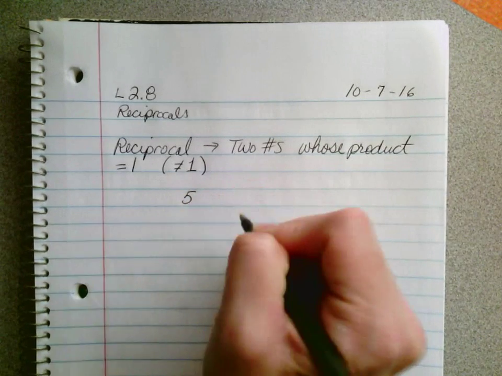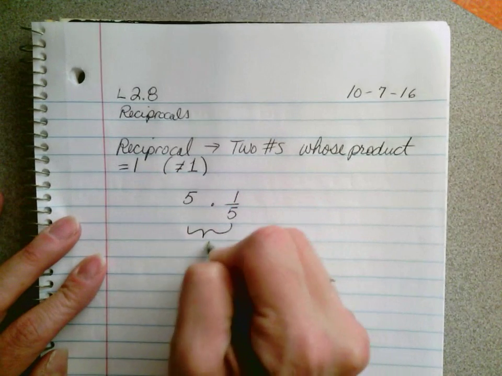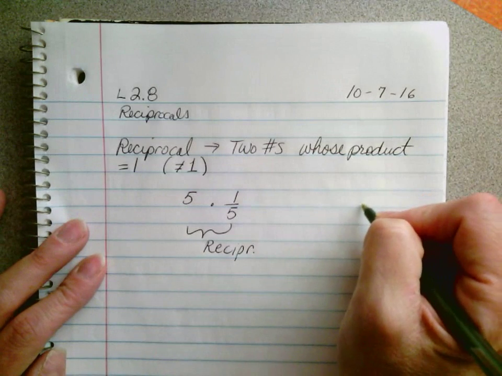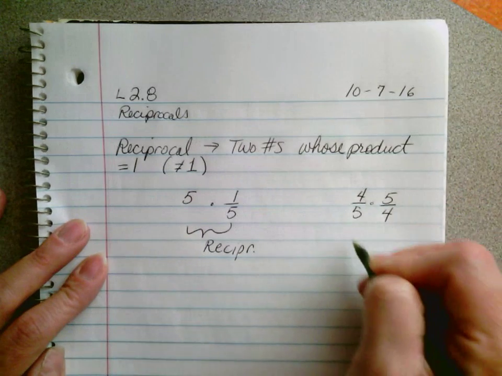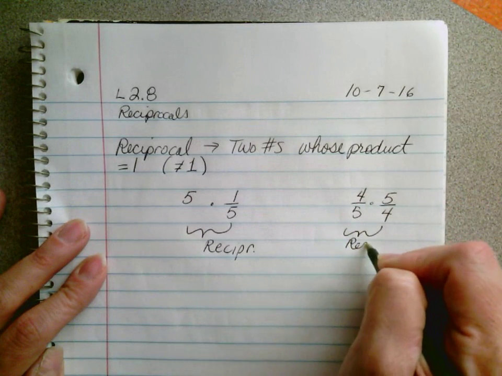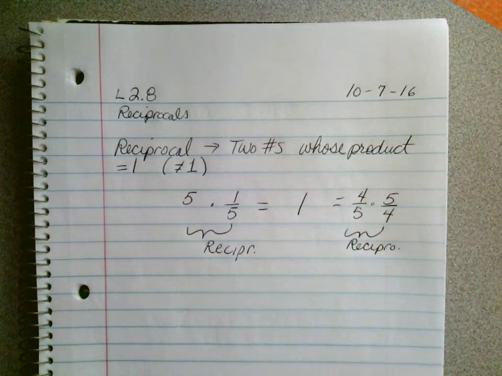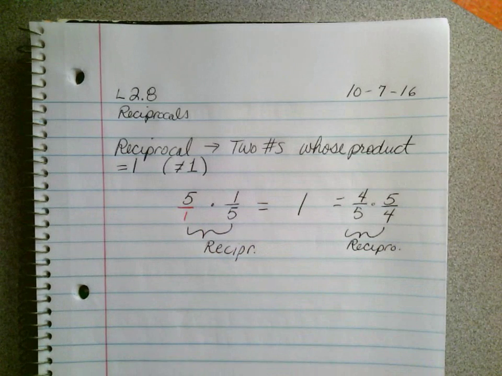Like the fact that 5 and 1/5 are reciprocals, or 4/5 and 5/4 are reciprocals, because both of them have a product equaling 1. Whole numbers can be tricky for people. Just put a 1 under it and then flip it, and you now have its reciprocal. Fractions are easy.